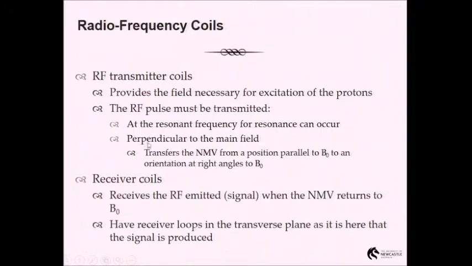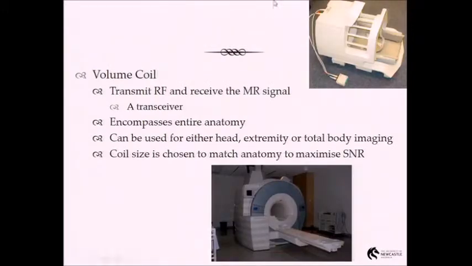So these transmitter coils, and then you have receiver coils. Sometimes they're one and the same. We call it a transceiver. So it transmits and receives off the same coil. It receives the emitted signal once we've taken away the excitation and the relaxation occurs. It receives that signal. And I've just given you a few examples.